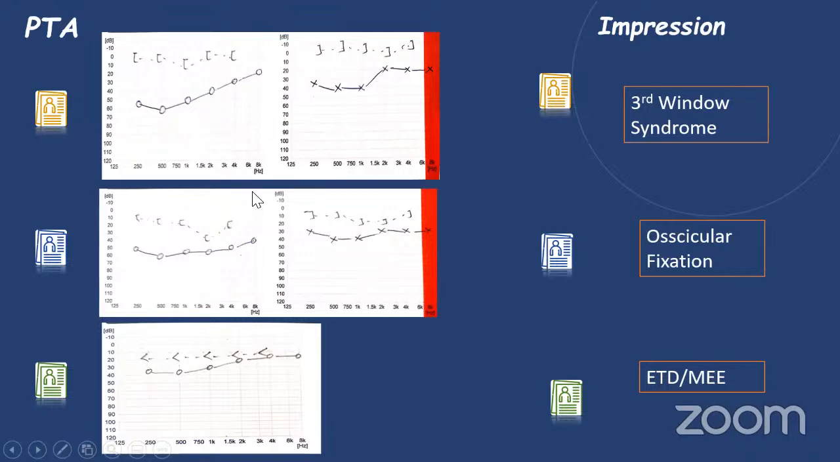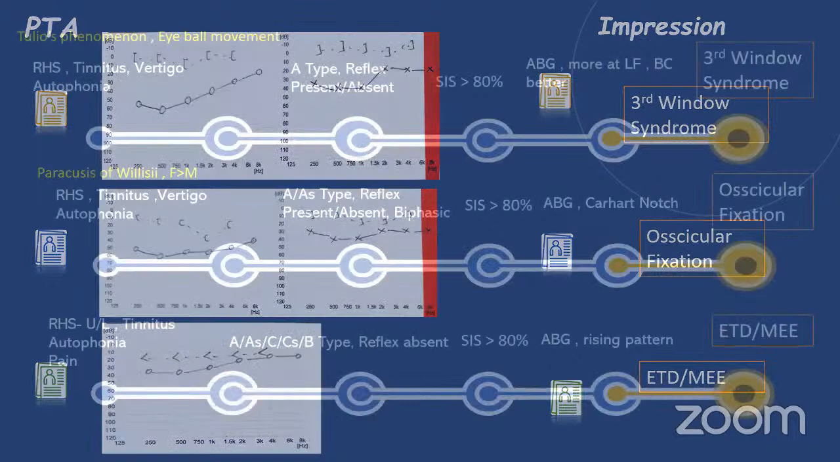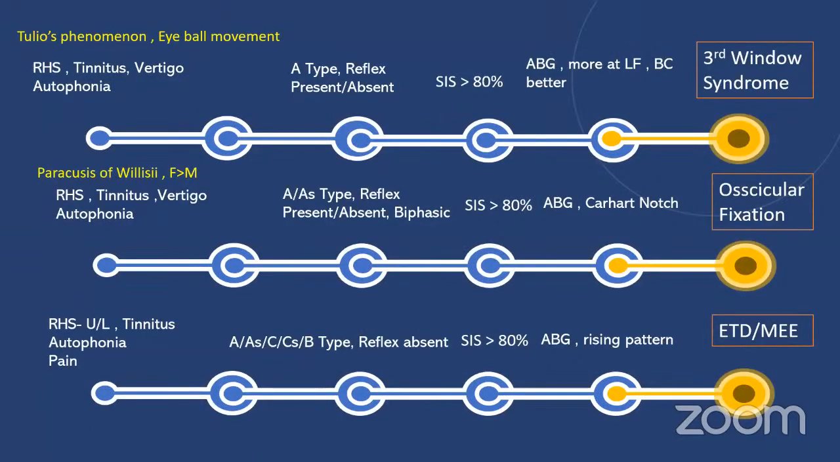But again, in the second case, another interesting finding is that I have written A or AS type because of the progression, but the second case had an A type tympanogram, that is, it is coming in the normal range. But this case was again diagnosed as otosclerosis after combining each of the diagnostic criteria.